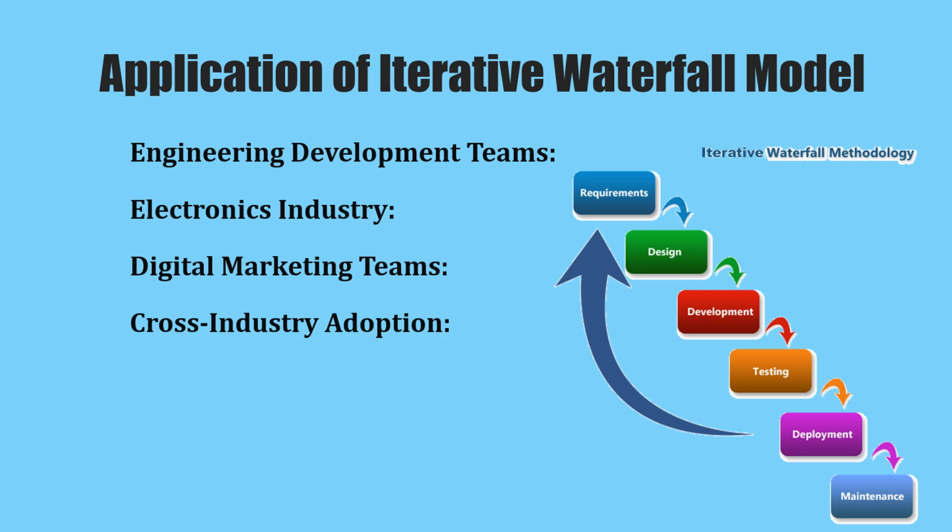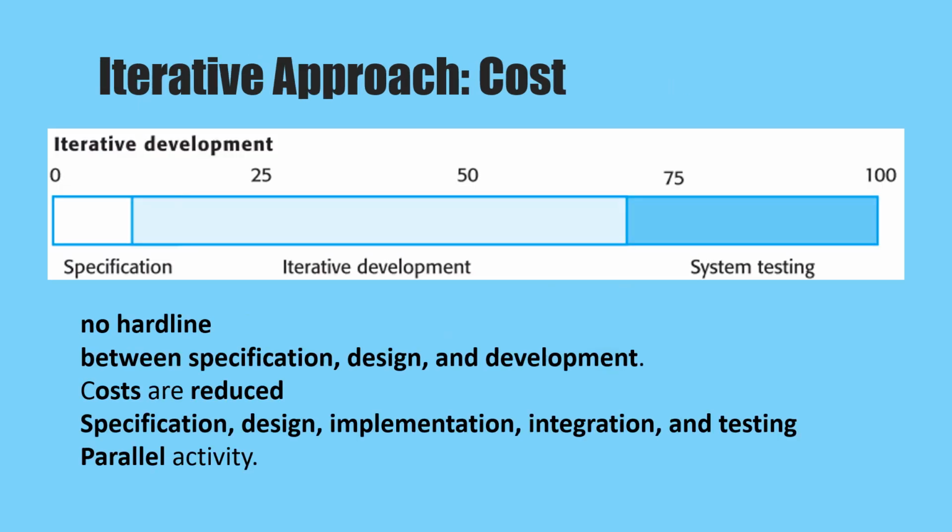Cross-industry adoption. The iterative model is versatile and adaptable, making it widely adopted across industries such as electronics, marketing, and sales. Its features including parallel development, multiple testing, and early risk identification contribute to its widespread use.